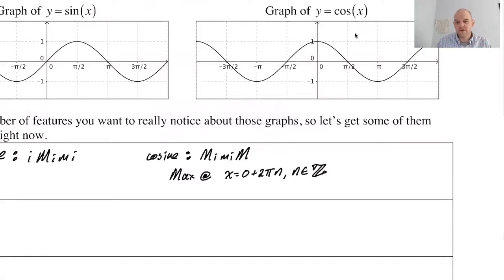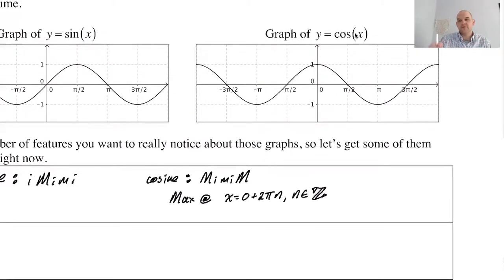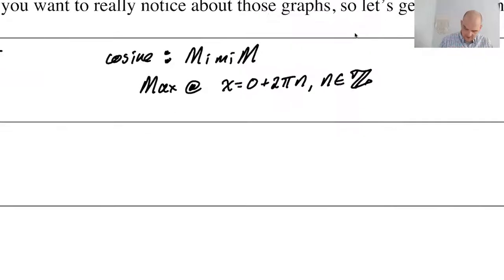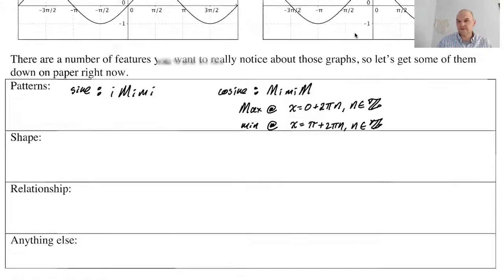Well, what about the minimums? Those occur at, there's one at pi that we can see, there's one at negative pi, so it looks like the minimums are going to be at x equals pi plus 2 pi n, but of course n is an element of the integers. So that's pretty good.